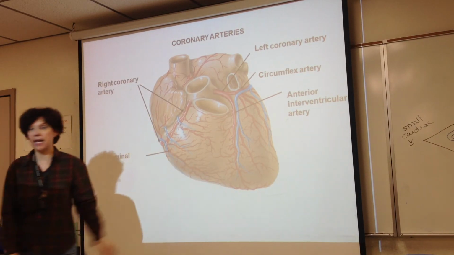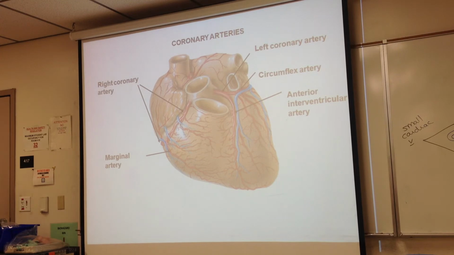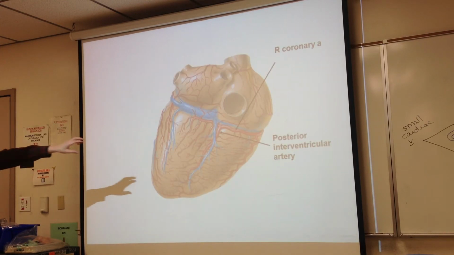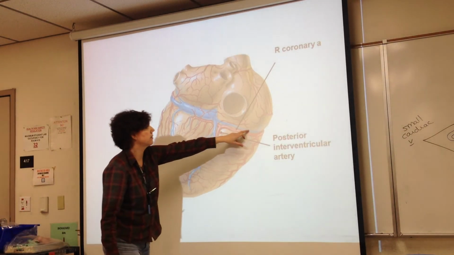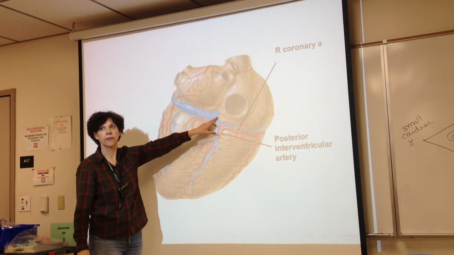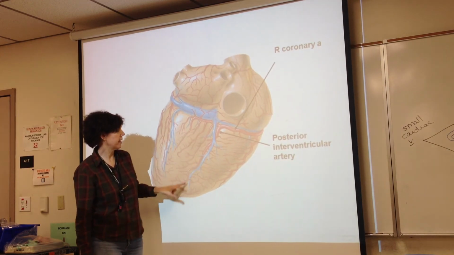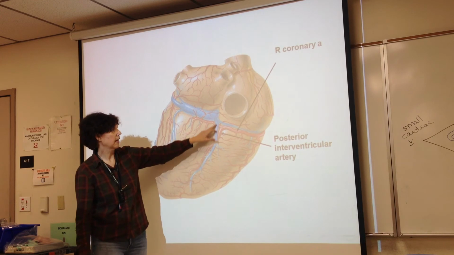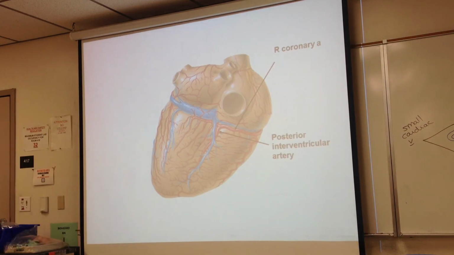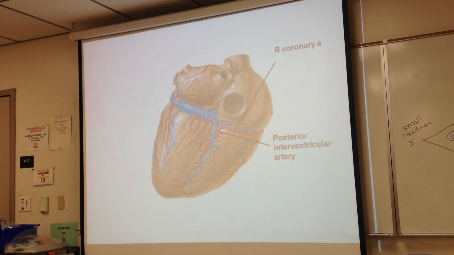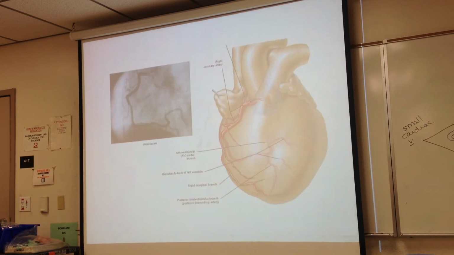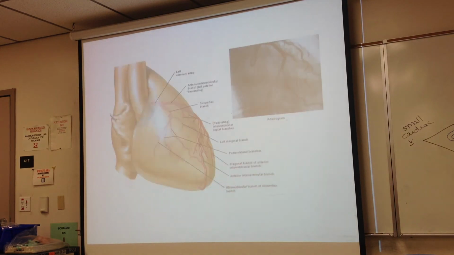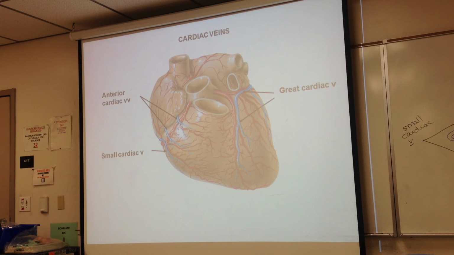So that's going to then travel around the back of the heart, and here's the small cardiac vein. Okay. And then here's the middle cardiac vein with the posterior interventricular artery. So on the slides, I also have the same pictures, but I have the veins there.